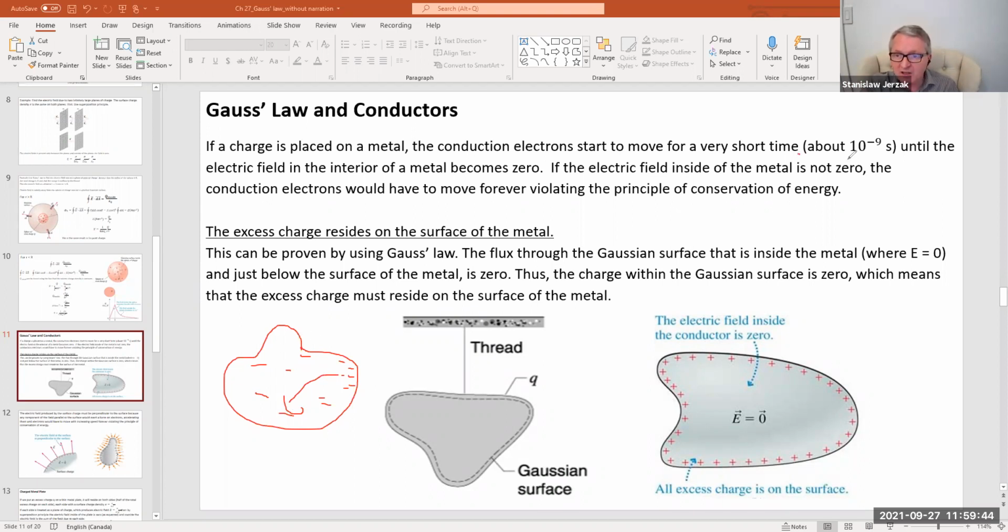And after a very short time, maybe about 10 to the -9 seconds, these electrons would redistribute themselves in such a way as to maximize distance from each other, because they repel, but they would distribute in such a way that the electric field inside of that copper metal would be 0. So after this short time, electrons would stop moving, and the electric field inside of the metal would be 0.